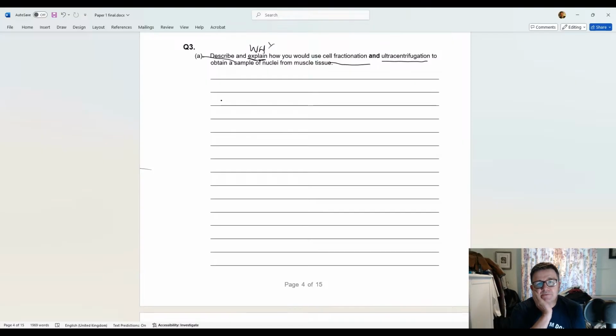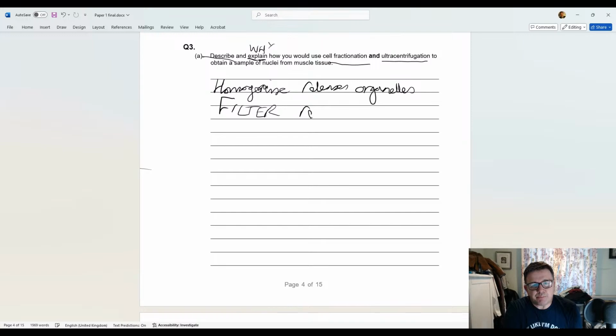So first of all, how are you going to get into the cells? Well, the key word is homogenize. I do like that word. Homogenize, and it releases the organelles. You can just use a blender basically to break them open. Don't forget this stage: you've got to filter it then to remove the cell or tissue debris.